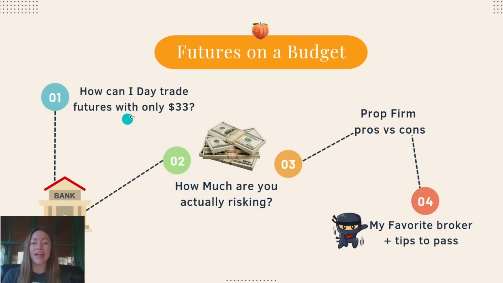And so we're going to go over how I can start with as little as $33. Yes, you can start with $33 or less in some cases. How much are you actually risking? So let's say that you do fund an account with this $33 method, which you guys can obviously see is prop firms. We will talk about that a little bit later. But how much are you actually risking? Are you just risking the $33, or is there more risk associated? That's a common question I have gotten, and I'll cover that.